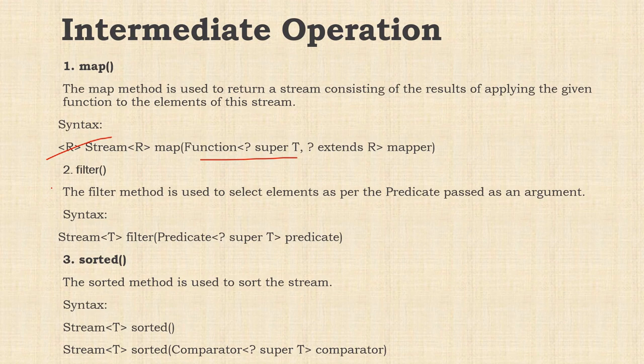This is the filter method. The filter method is used to select elements as per the predicate passed. In filter we have to pass a predicate, so a predicate takes input and returns true or false, a boolean. And map takes a function and returns a result. And sorted, the sorted method is used to sort the stream, and inside it takes a comparator.